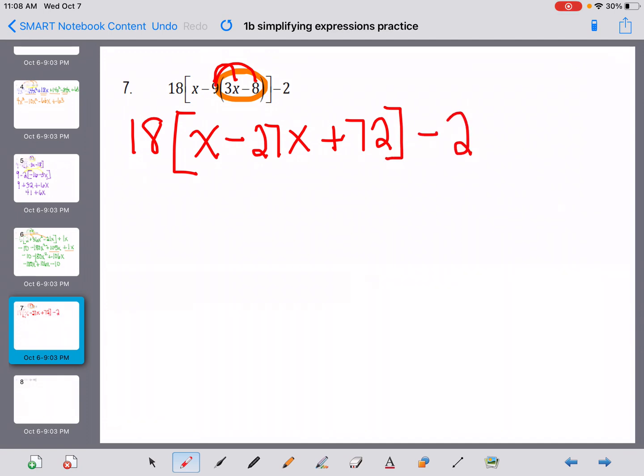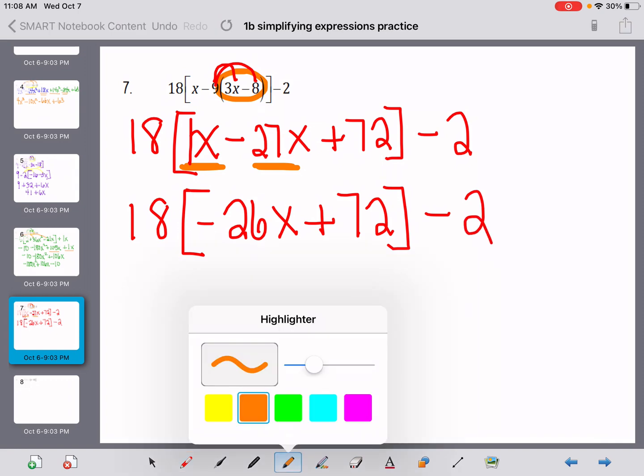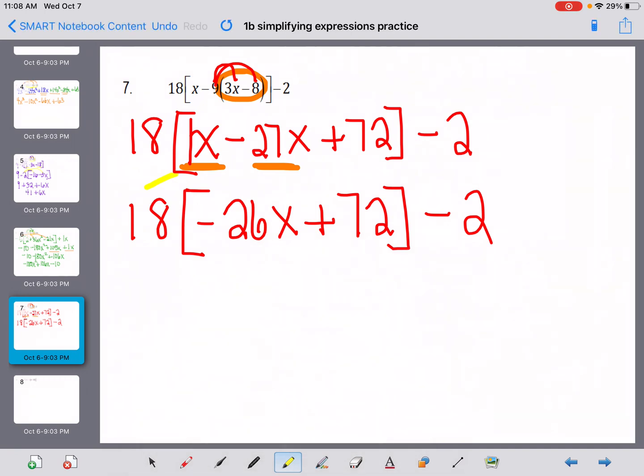Well, taking a look at this here, we have like terms. This term and this term are like terms. And remember, if you need to, that's a 1x. So the 18 is still here, and 1x minus 27x is negative 26x plus 72. And we also have this minus 2. So we need to distribute again. We're going to distribute the 18. And I'm going to have to use my calculator on this one. Use Desmos. I don't have the option to do that when I'm making these videos on the iPad.